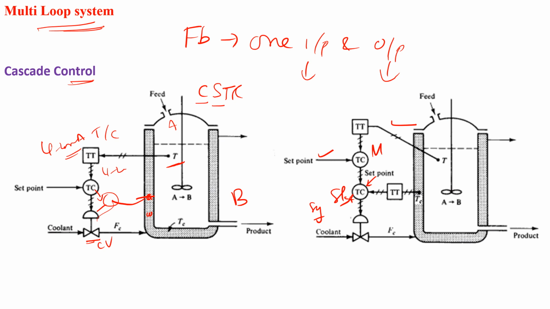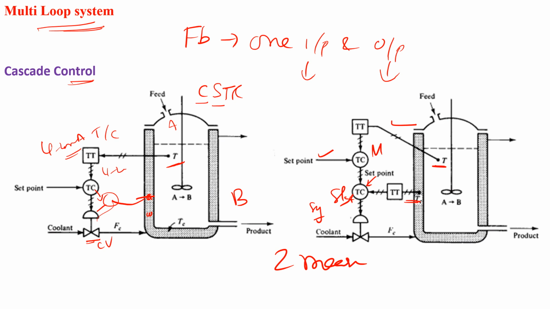Similarly here, we make one control loop, so that this control loop senses the current status of the coolant, so that you can easily reach the required value, the desired point, in the CSTR. For that, we have introduced one more loop. So in this case, we have two measurements. The two measurements are this CSTR temperature and the coolant temperature.